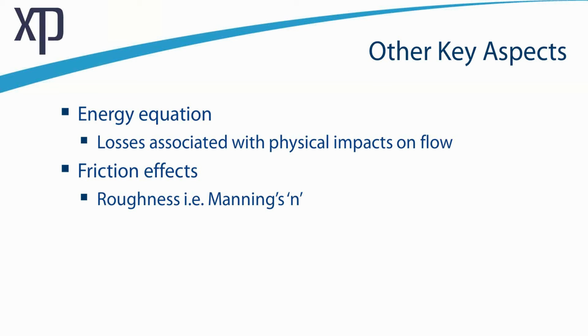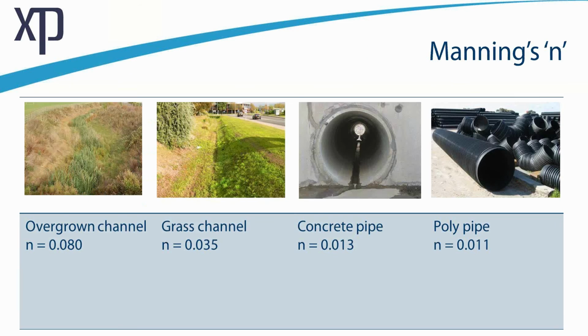Hopefully most people would be familiar with Manning's roughness coefficient, the N value. And the next slide shows some examples of various Manning's values for different surfaces. So in an overgrown channel, Manning's values can increase as high as 0.15, very high for very rough obstructed flows with debris, etc., to well-maintained grass channels, concrete pipes, plastic and even glass or smoother systems.